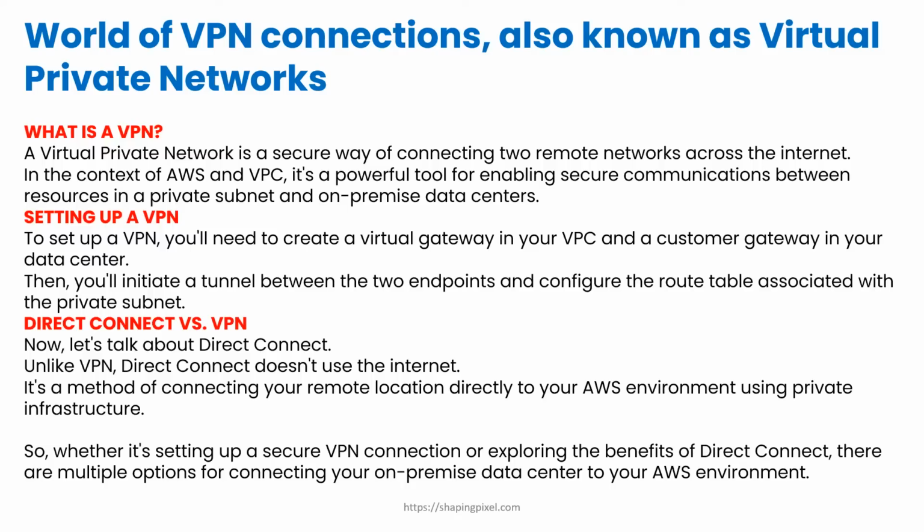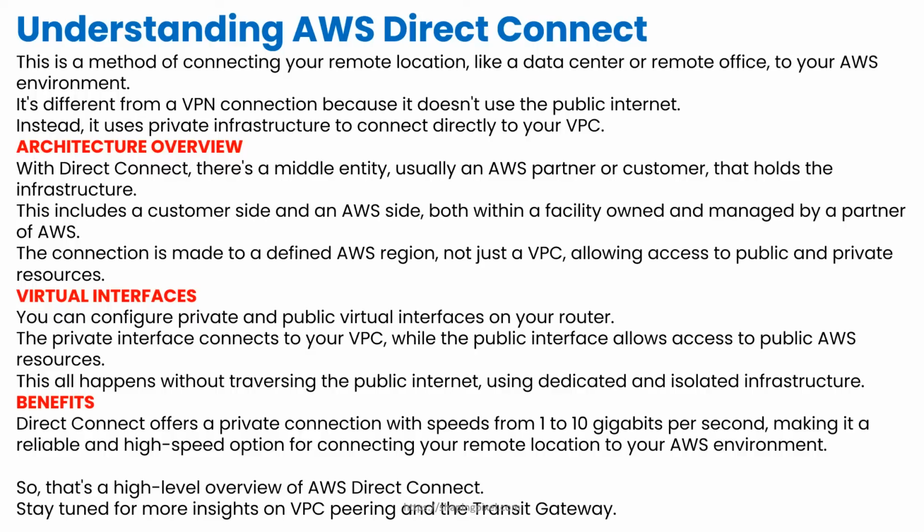So let's try to understand AWS Direct Connect. This is a method of connecting your remote location, like a data center or remote office, to your AWS environment. It's different from a VPN connection because it doesn't use the public internet. Instead, it uses private infrastructure to connect directly to your VPC.